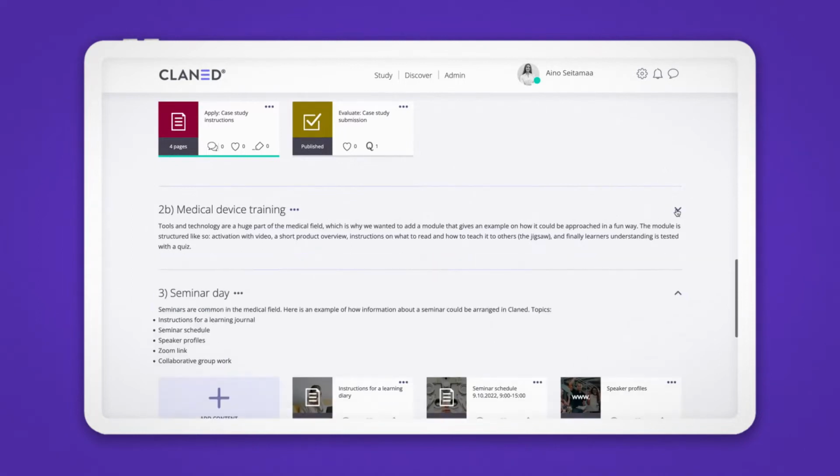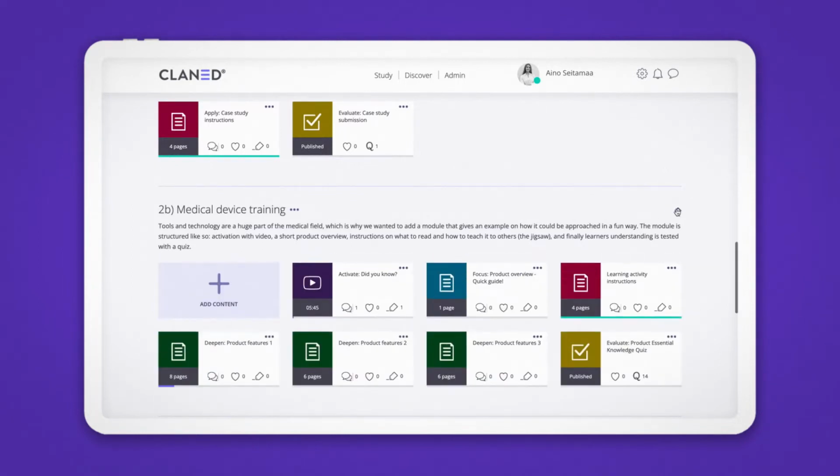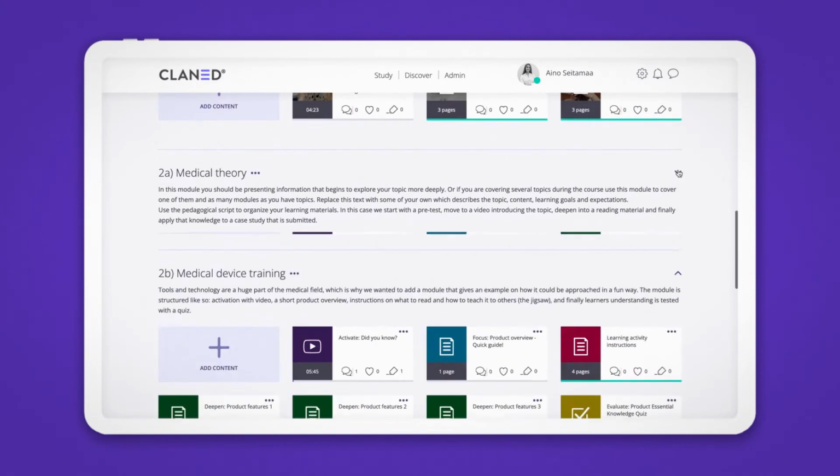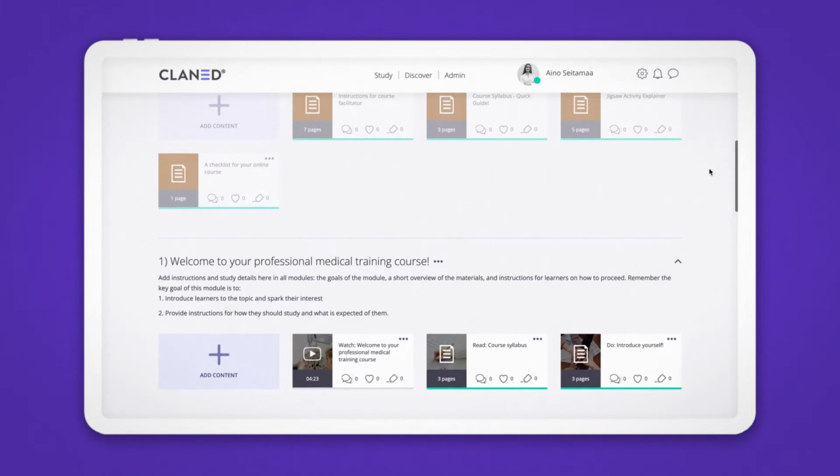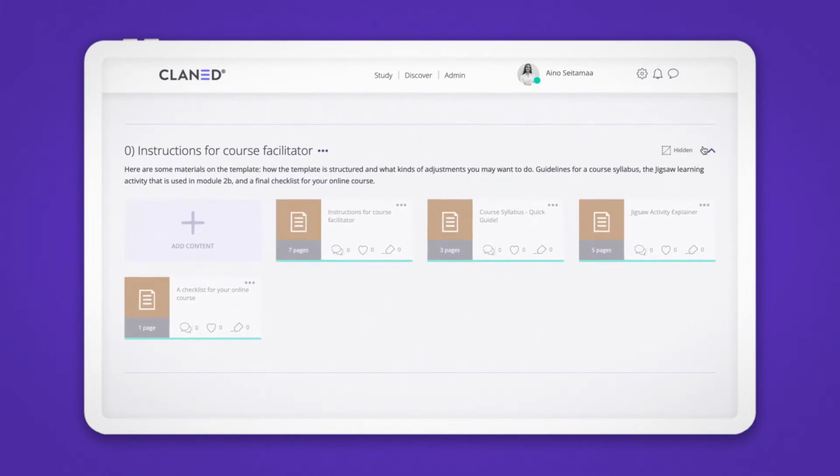In Planet, we divide our learning materials into modules for clearer course structure. A good rule of thumb is to always have just one theme per module. So let's start with the hidden module.